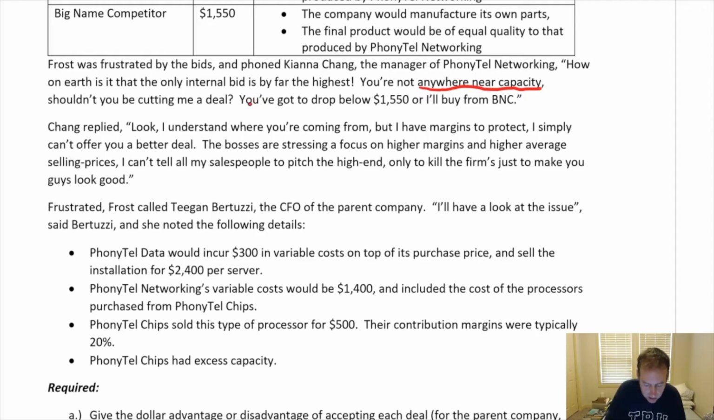Shouldn't you be cutting me a deal? You've got to drop below $1,550 or I'll buy from BNC, big name competitor. Chang replied, look, I understand where you're coming from, but I have margin to protect. I simply can't offer you a better deal. The bosses are stressing a focus on higher margins and higher average selling prices. I can't tell all my salespeople to pitch the high end only to kill the firm's numbers just to make you guys look good. So I guess she's worried about killing her firm's average selling price. Selling for cheaper is going to hurt some numbers. And she's saying, look, I don't want to kill my numbers just to serve you better. I've got to look out for myself.